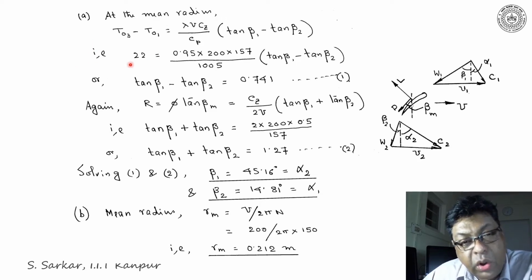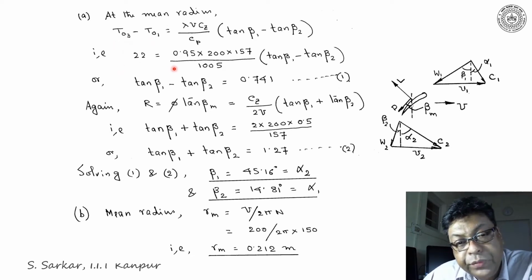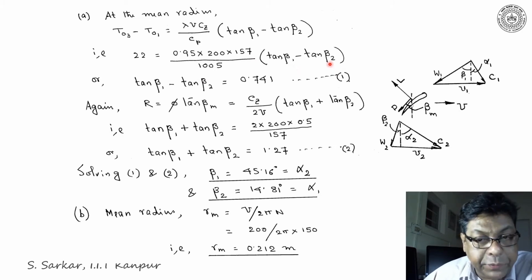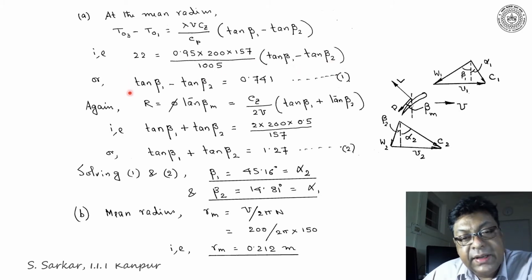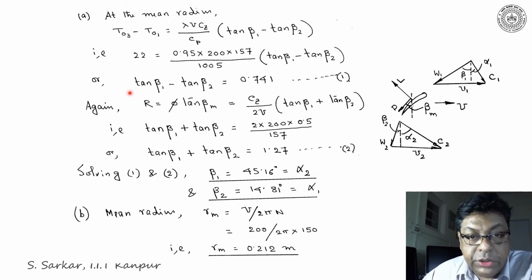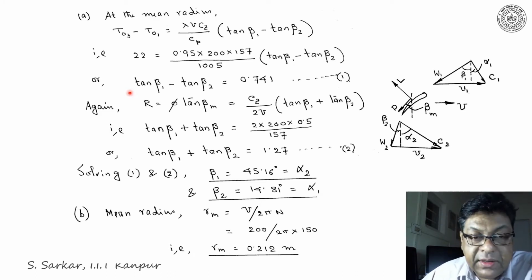Thus, I know all the values. It has been given that stage temperature rise 22 is equal to 0.95 into 200 into 157 divided by 1005 into tan beta 1 minus tan beta 2. Thus, I have got the relation tan beta 1 minus tan beta 2 is equal to 0.741. This equation I have denoted as equation number 1.